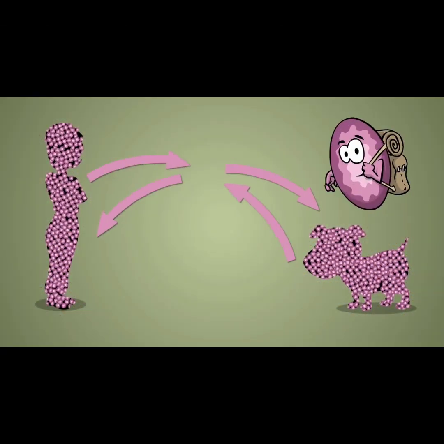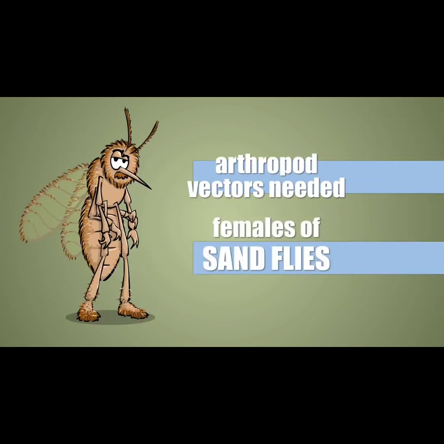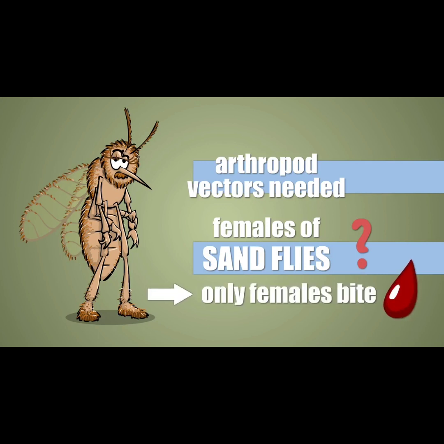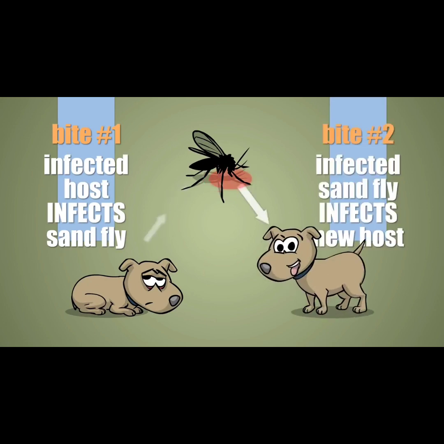Leishmania needs the help of blood-sucking arthropods, namely the females of sandflies, to spread. Why females? Because they're the ones that suck blood. And when they do that on an infective host, they ingest the parasites and at the next bite inoculate them into a new one. Sandflies have an exclusive contract to spread Leishmania.